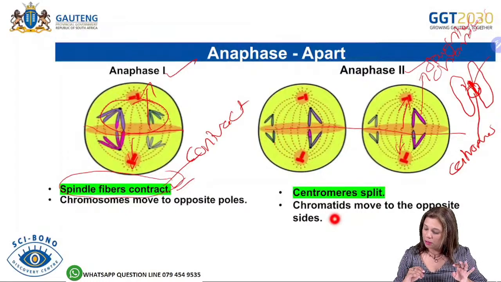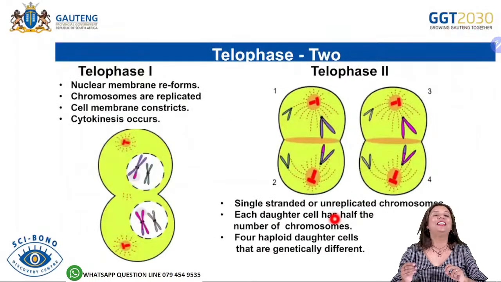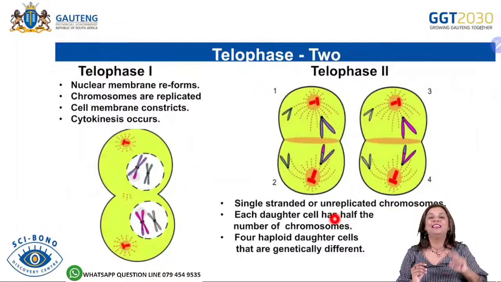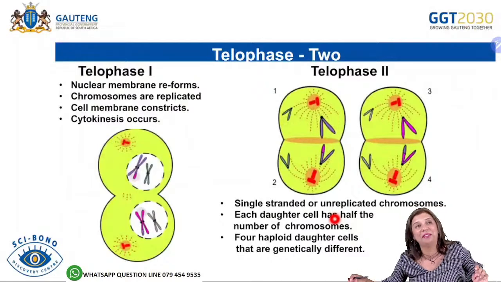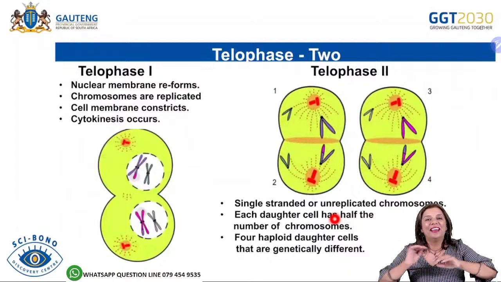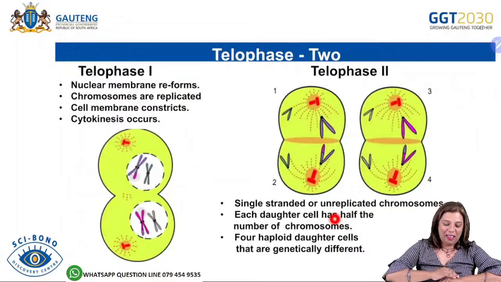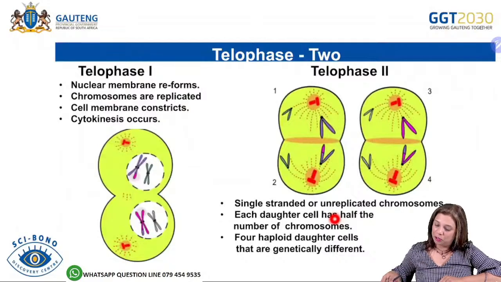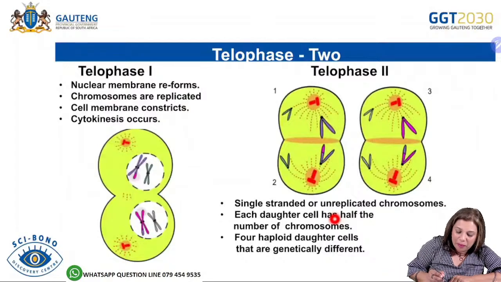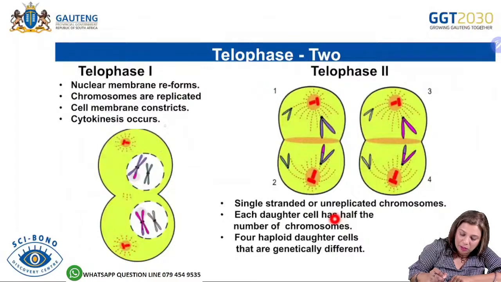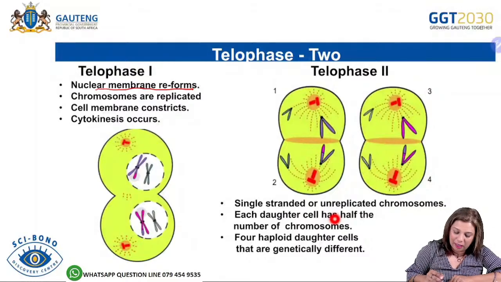Okay, so we're going to move on now to telophase 2. You're going to remember me in the exam. When you see telophase in your mind, you're going to say 2. So basically the cell is going to split into 2. In telophase 2, you have the nuclear membrane reforming. Can you see there's the nuclear membrane? It's reforming, the chromosomes are replicated, and the cell membrane constricts.